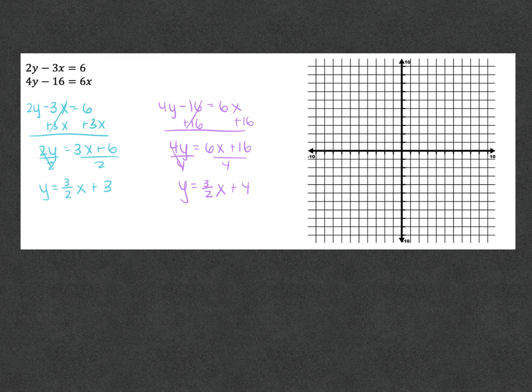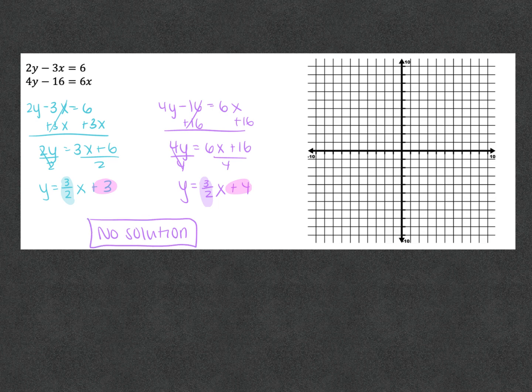So in this one, again, before we even graph it, I have the same slope here, which means that these are going to be parallel lines because the intercepts are different, okay? So they're not exactly the same, but they are parallel, which means that this is going to be no solution. And I'll show you on the graph what that looks like.